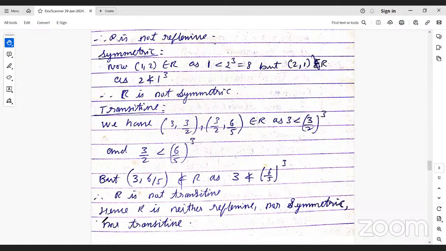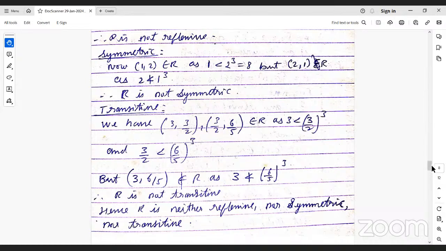Okay, and because of this reason, again, R is not transitive, and hence R is neither reflexive nor symmetric nor transitive. Okay, so we have discussed all the three questions based on inequalities. These are the three more questions, and simple two more questions are there, which if possible I'll try to discuss in the next class, or you can take this for homework. Okay, you all try.